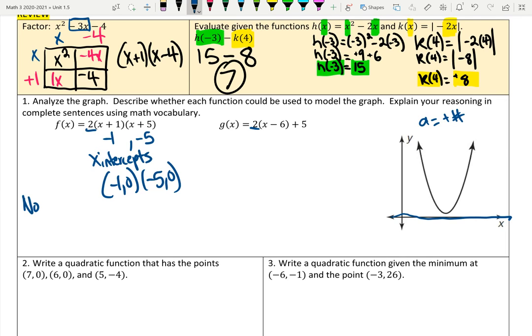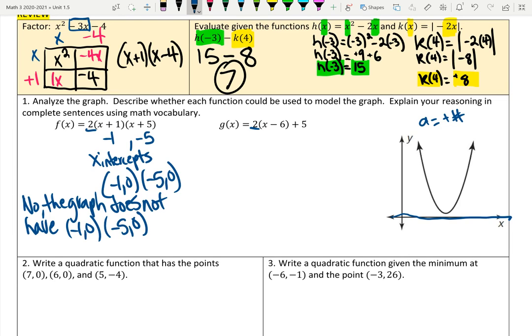No. The graph does not have (-1, 0) and (-5, 0) as x-intercepts. Argument failed. Now, even though it's probably going to be g of x, let's check.